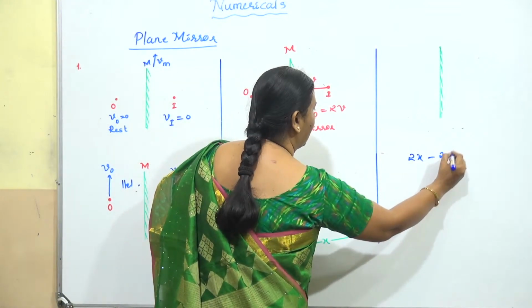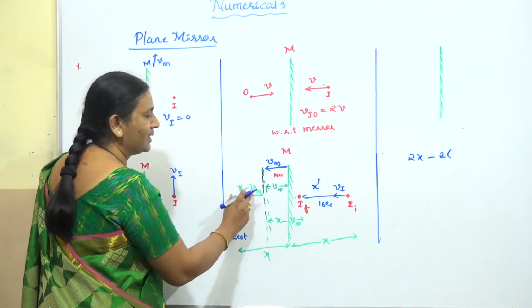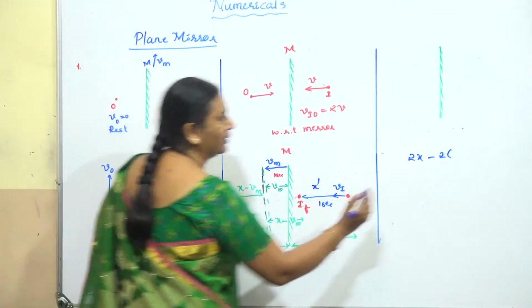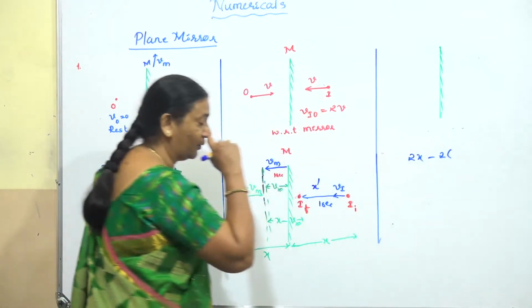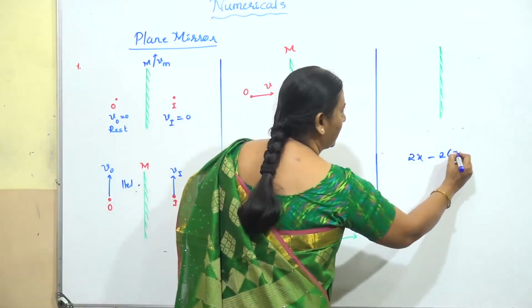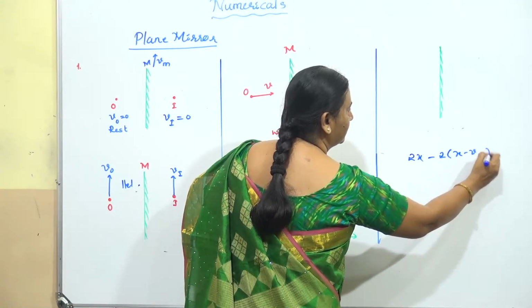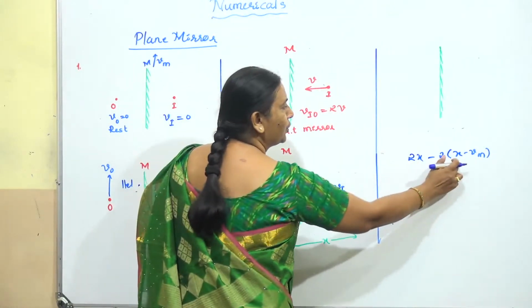minus 2 times x minus Vm. Slowly check it afterwards, I am running out of time. So 2 times you have x minus Vm. So 2x got cancelled.